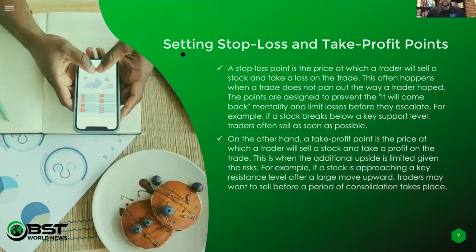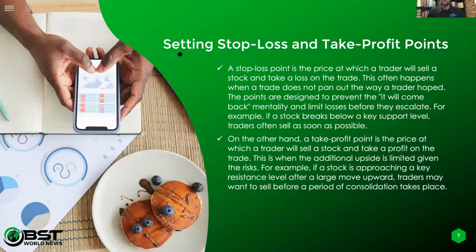All right. So set stop losses and take profit points. A stop loss point is the price at which a trader will sell a stock and take a loss on the trade. This often happens when the trade does not play out the way the trader hoped. The points are designed to prevent the "it will come back" mentality and limit losses before they escalate. For example, if a stock breaks below a key support level, traders often sell as soon as possible.